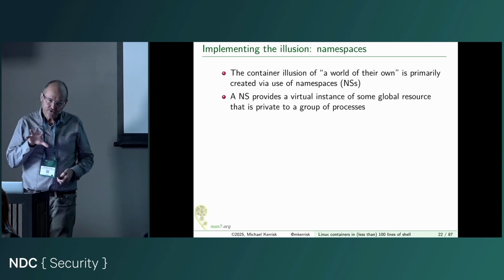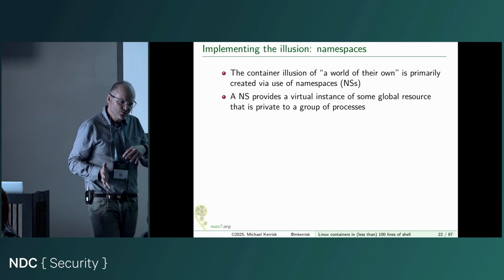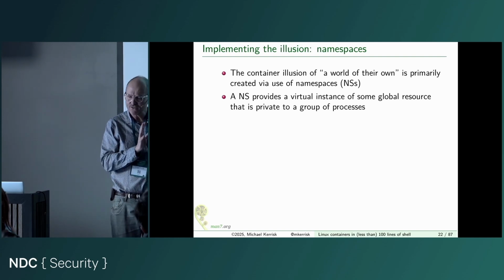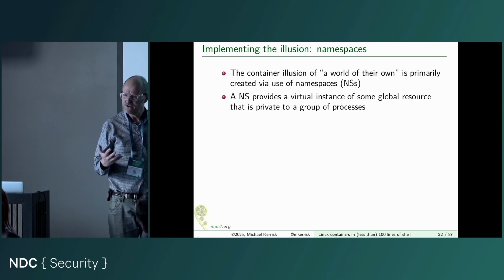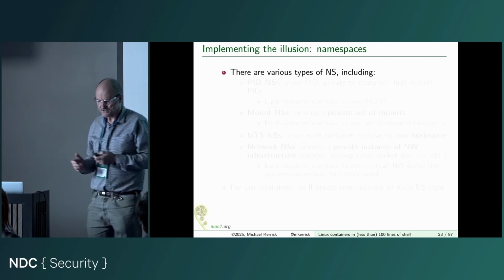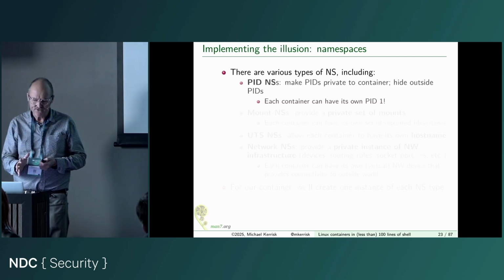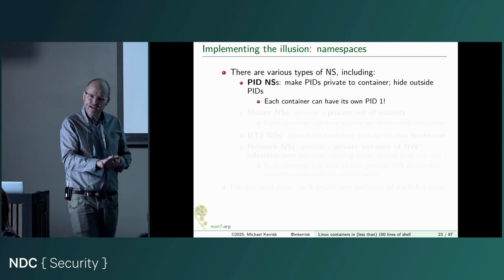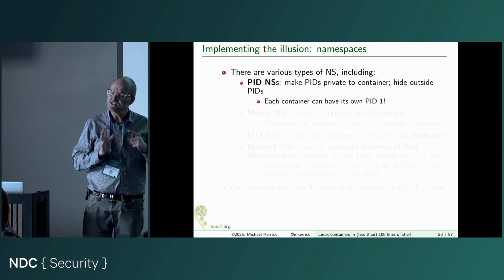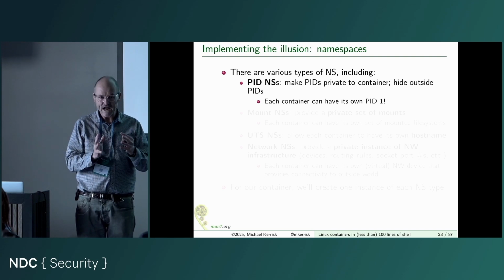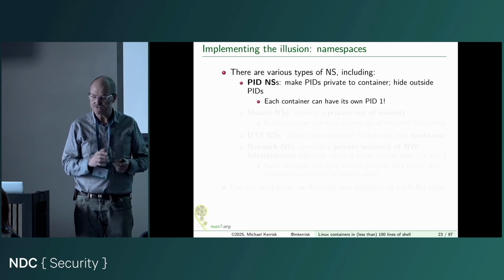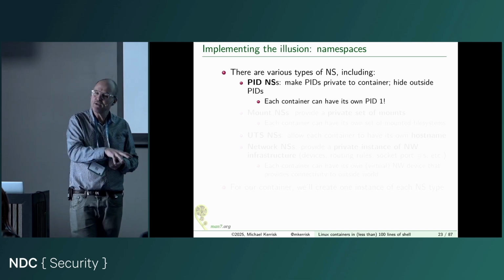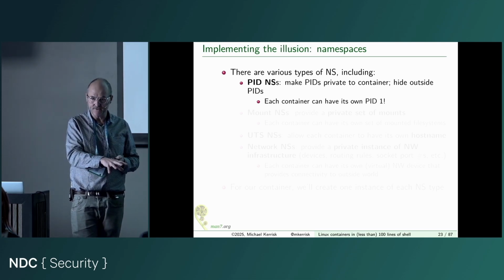So the general idea of a namespace is to isolate some kind of resource and make it seem like there is a private copy of that resource for a certain group of processes. We've got a number of different types of namespace. I'm not going to talk about all of them, but here's a few examples. PID namespaces. These make the set of PIDs private to that group of processes. And in particular, as I've mentioned already, this means that we can have a PID1 in our container.